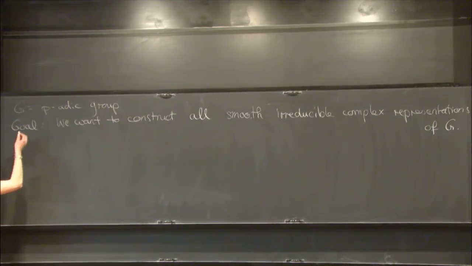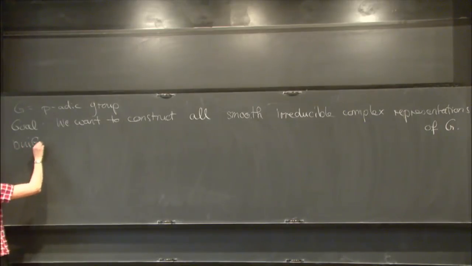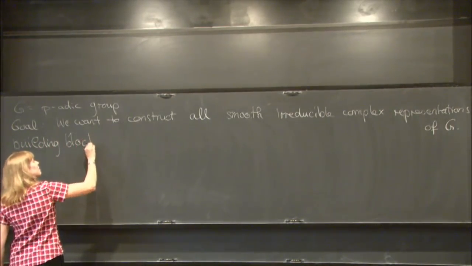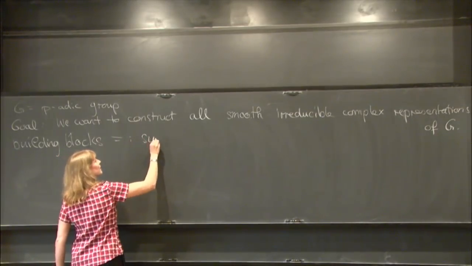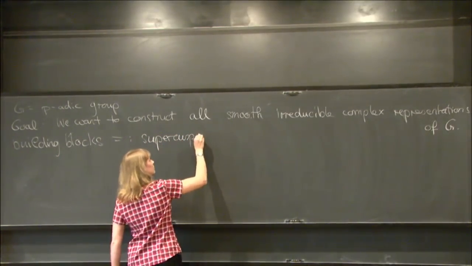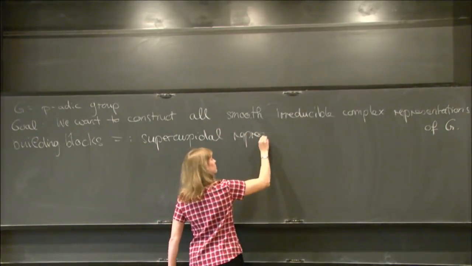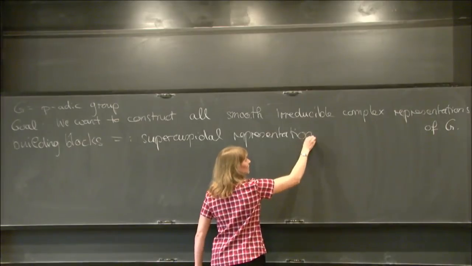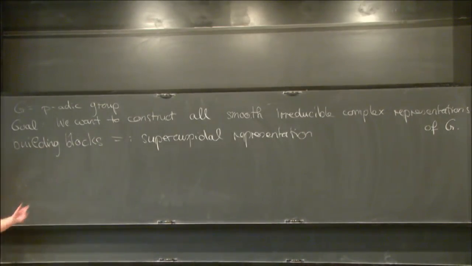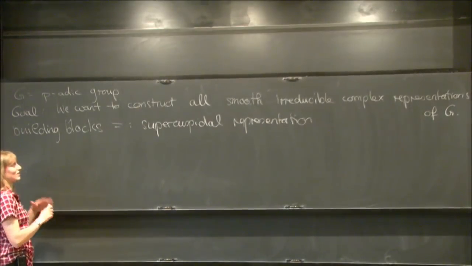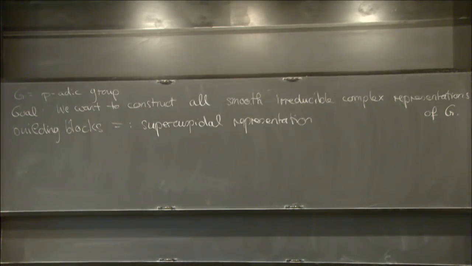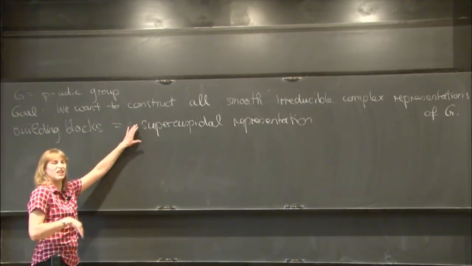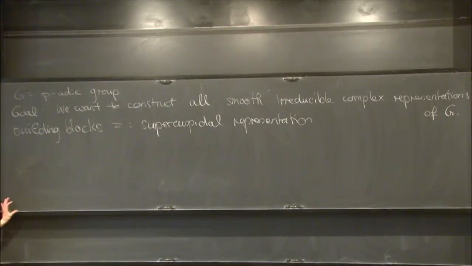So how do we construct all smooth reducible complex representations? There are certain building blocks. And the building blocks for these representations are called supercuspid representations. So if you ever heard the scary word supercuspid representation, it just means building blocks. Literally. You can write down a precise definition. It just says that every other representation appears in something, a well-known procedure, which is called parabolic induction, that starts with a supercuspid representation. So once you know how to construct supercuspid representations, in theory, you can construct everything.